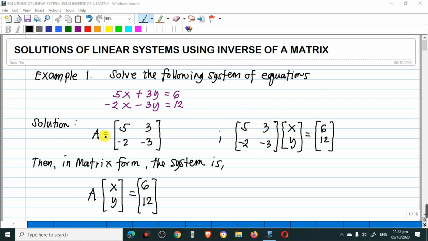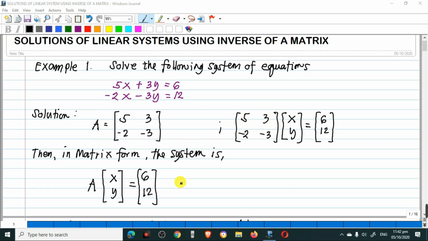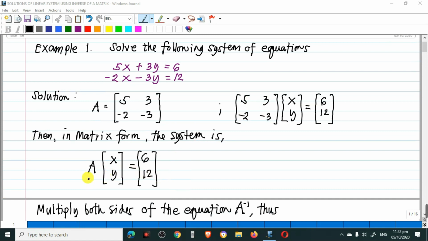I just wrote it into matrix form. Since the value of our A is this 5, 3, negative 2, and 3, I can easily write it down as A multiplied by x and y, and this is equal to 6 and 12. We have a 2 by 1 matrix multiplier for our matrix A. This matrix is the matrix A; I just replaced it with its assigned variable, A. So this equation is the same as this system of linear equations. We need to arrive at this kind of equation. Now, what is the first step?